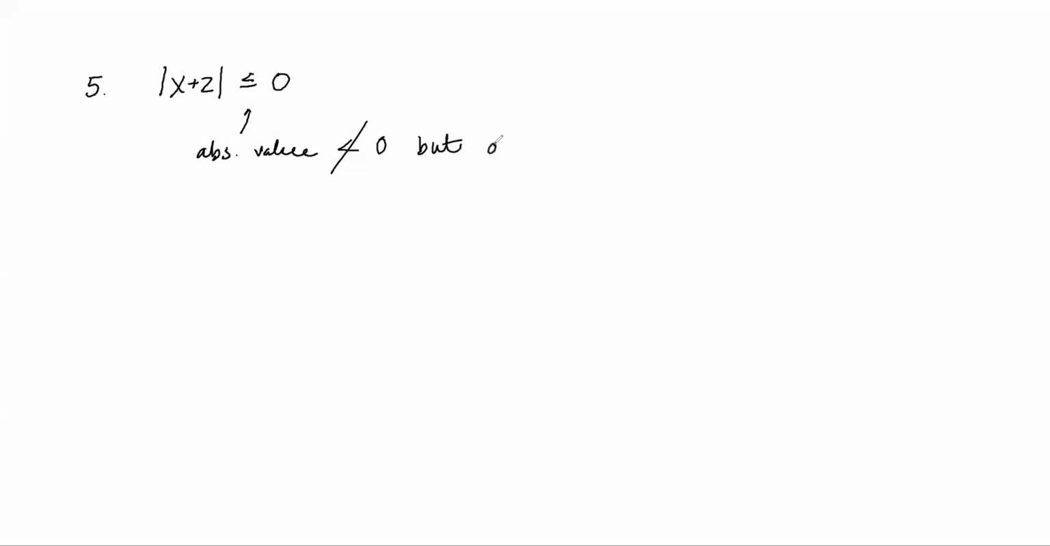But absolute value can be equal to 0 because you can have a number that's 0 units away from 0. That is 0 itself. So what we're going to do is take this and get rid of the less than part, and we're just going to have the absolute value of x plus 2 is equal to 0. And this takes us to one of our other special cases.